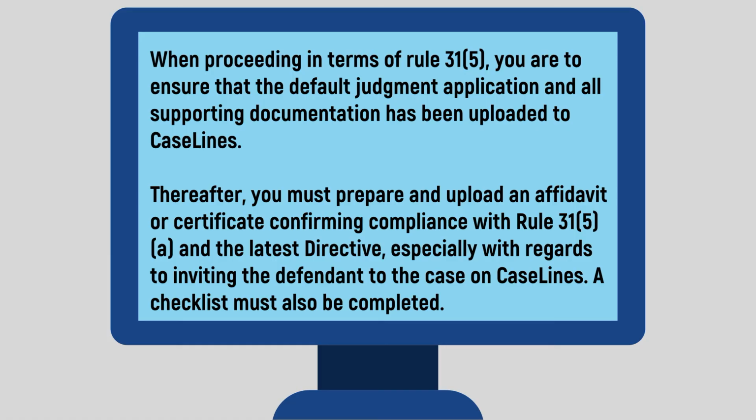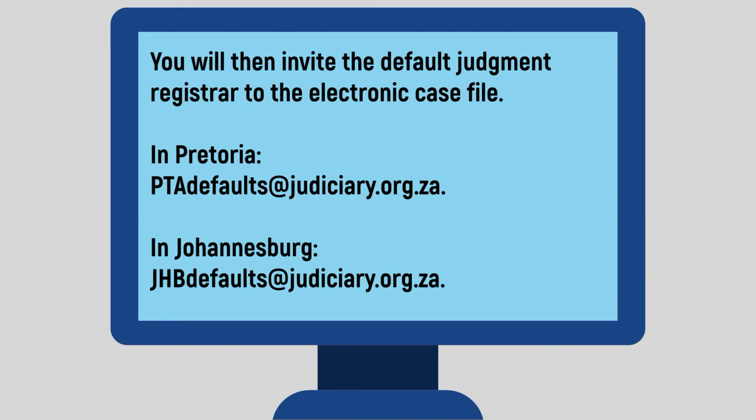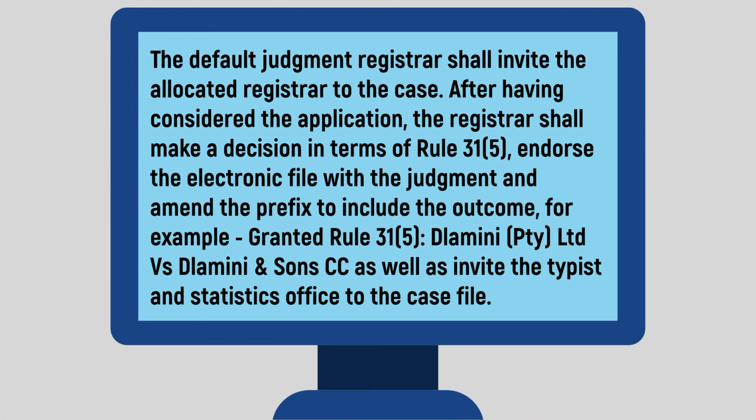A checklist must also be completed. You will then invite the default judgment registrar to the electronic case file. In Pretoria, it's PTA defaults at judiciary.org.za. In Johannesburg, it's JHB defaults at judiciary.org.za. The default judgment registrar shall invite the allocated registrar to the case.